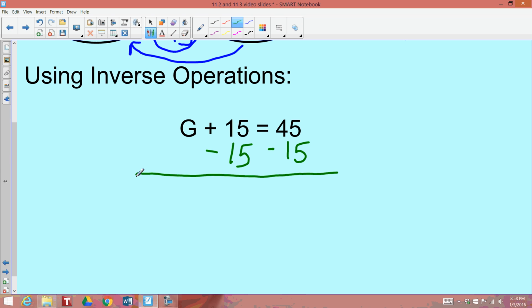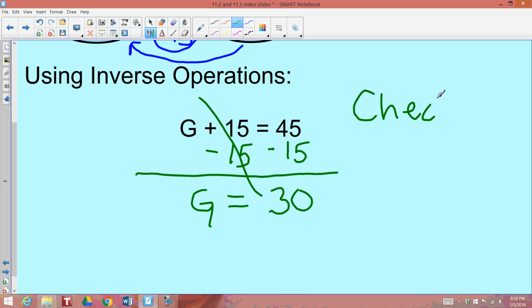So 15 minus 15, I've canceled that out. It's a zero pair, and I'm just left with G equaling, and if I take 15 from 45, I have 30. And that's another way to find out that G is equal to 30. And as the fourth step always says, you need to check.